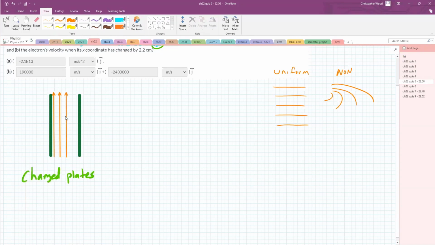Okay, a whole bunch of them. Uniform means evenly spaced, pointing upward because that is the direction of positive Y, or j hat. So that's enough. Another one and one more, just for aesthetic effect. Okay, good enough. These are electric field lines.